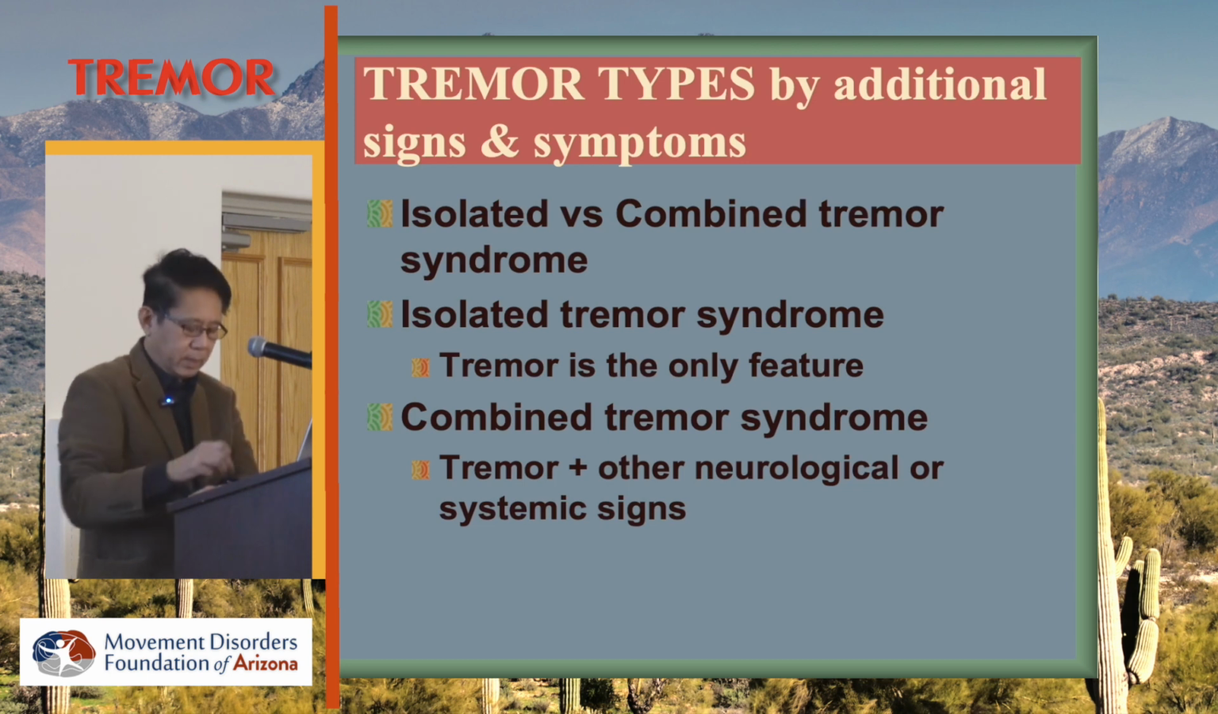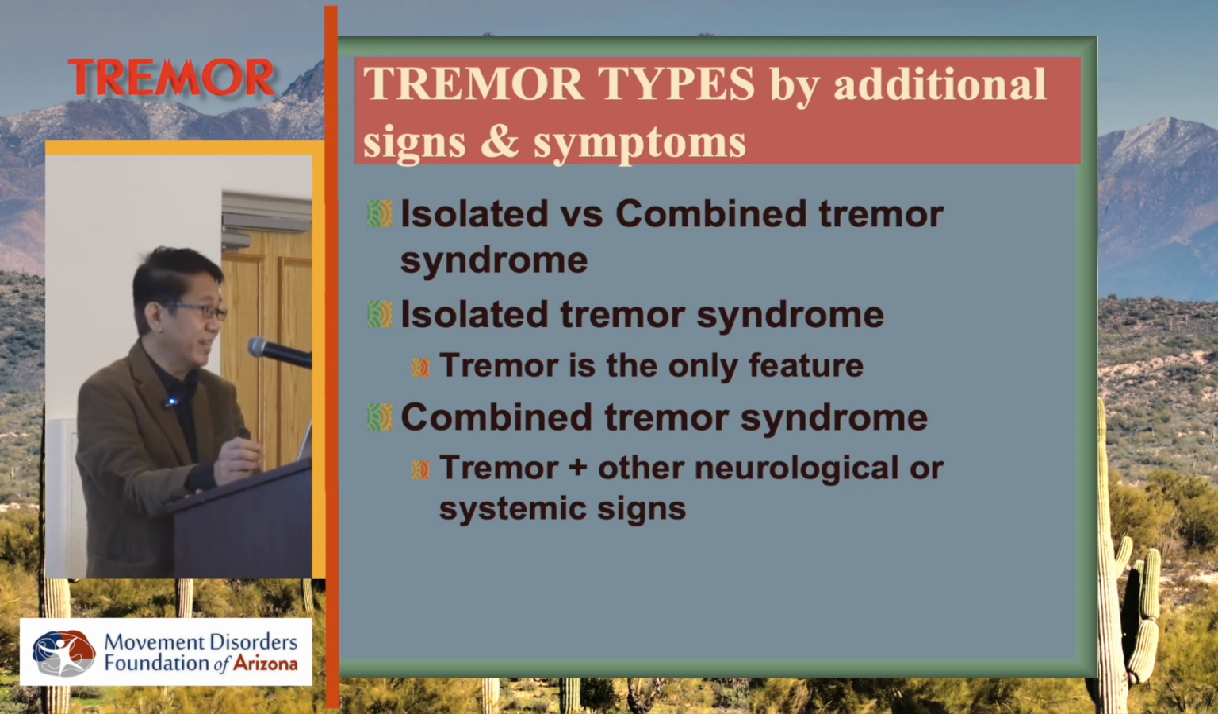And then, as far as the other symptoms are concerned, is this an isolated tremor, meaning tremor is the only movement or clinical feature that I see, versus is this a combined tremor syndrome? Combined means tremor plus other signs or symptoms in the nervous system. So first, this is the classic rest tremor, which we see in Parkinson's.